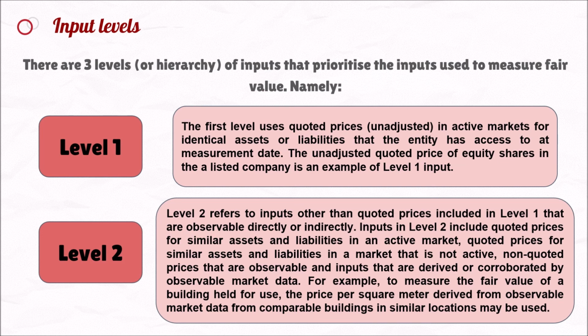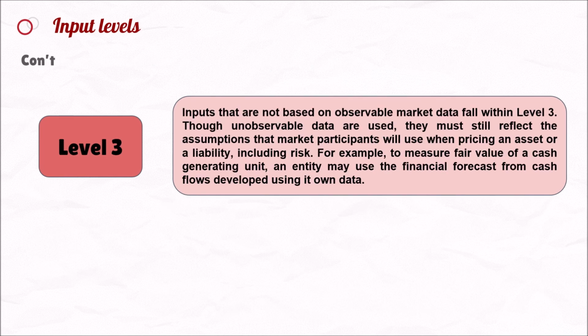For example, to measure the fair value of a building held for use, the price per square meter derived from observable market data from comparable buildings in similar locations may be used. So the last one will be level 3. Inputs that are not based on observable market data fall within level 3. True unobservable data are used. They must still reflect the assumptions that market participants would use when pricing an asset or liability, including risk.